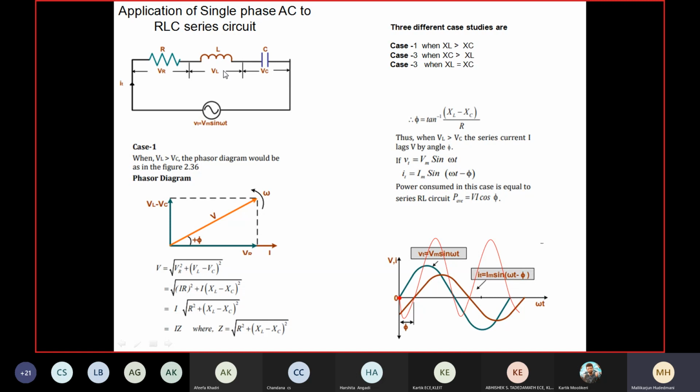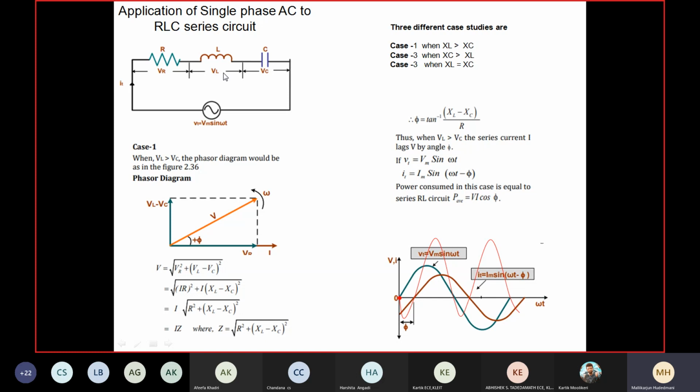Similarly, I consider that from these three elements only the inductor is present. When only the inductor is connected to an alternating source of energy, if I correlate voltage across the inductor and current through the inductor, the current through the inductor lags behind the voltage by 90 degrees. That is what we have studied for the ideal inductor case. With respect to current, where should the voltage vector VL be? When I wanted to construct a vector diagram, I took a reference current. With respect to current, where should be the location of VL?